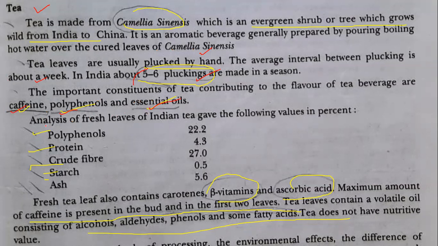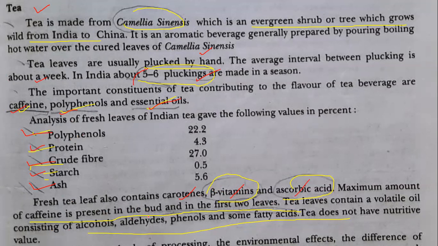So these are what is present in the tea. Polyphenols are present, then proteins, then crude fibers, starch, and ash are also there. Fresh tea leaves also contain carotenes, then B vitamins, then ascorbic acid.